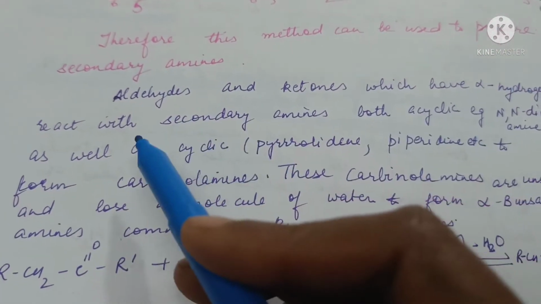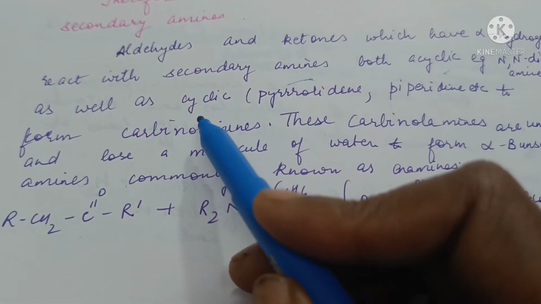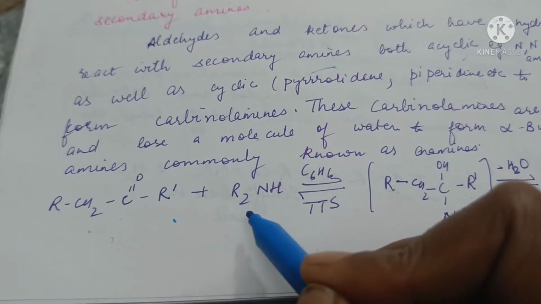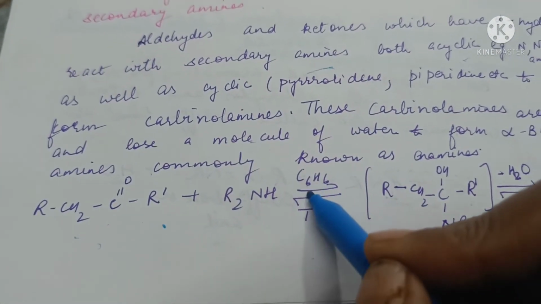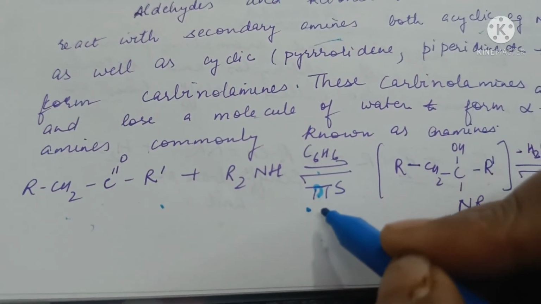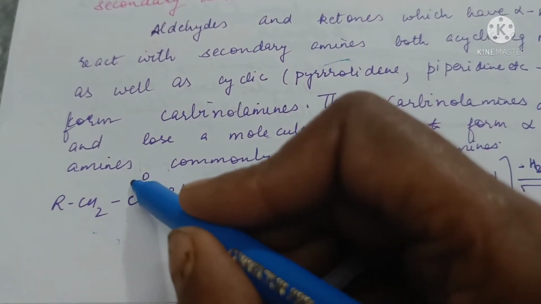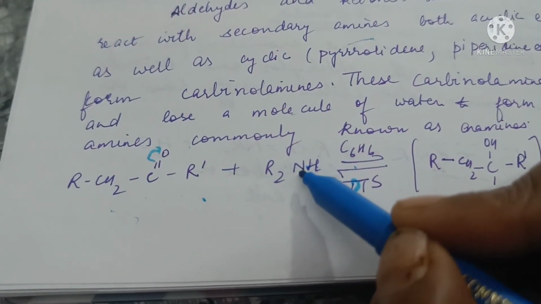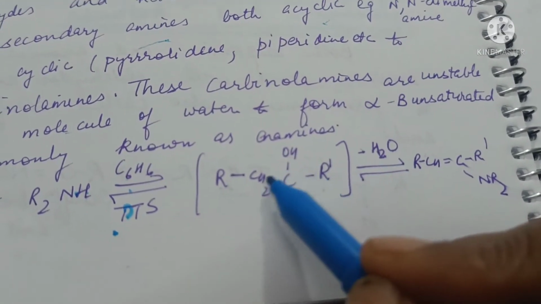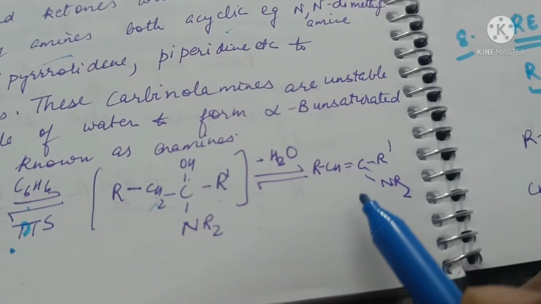Aldehydes and ketones which have alpha hydrogen react with secondary amines, both cyclic as well as acyclic, to form carbinolamines. So this is a ketone which reacts with a secondary amine in the presence of benzene and para-toluene sulfonic acid, PTS. The H and oxygen electrons move here, H goes there, and the rest of the R2N gets attached to form this intermediate, from which this H and OH combine to form water, and an alpha beta unsaturated compound is formed.